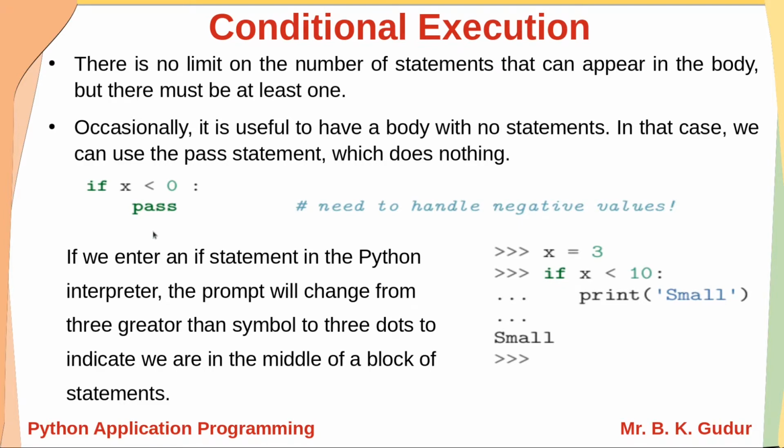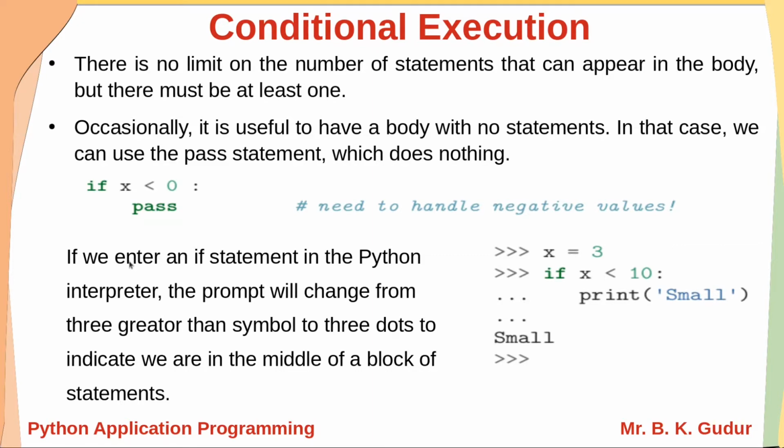Say like if x is less than 0, instead of pass, you can write something that needs to handle negative values, because if x is less than 0, x is a negative number. If you don't want to write anything here, then just pass. It does nothing. It's like a NOP instruction in the case of a microprocessor or microcontroller.